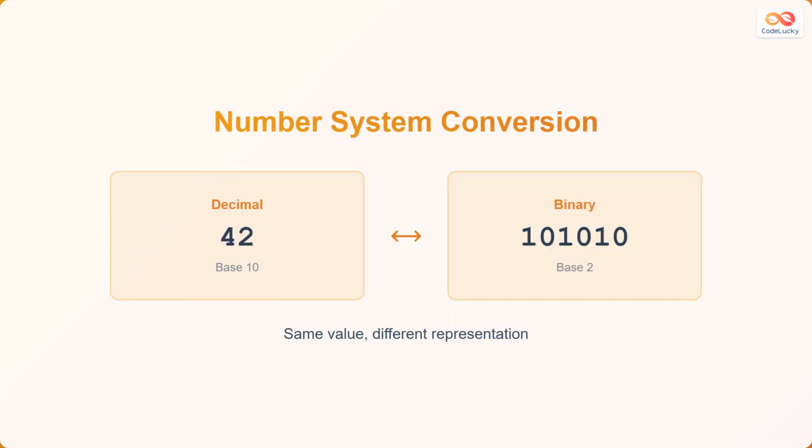Number system conversion refers to converting numbers between different number systems. For example, the decimal number 42 with base 10 is equivalent to the binary number 101010 with base 2. This represents the same value but with different representations.